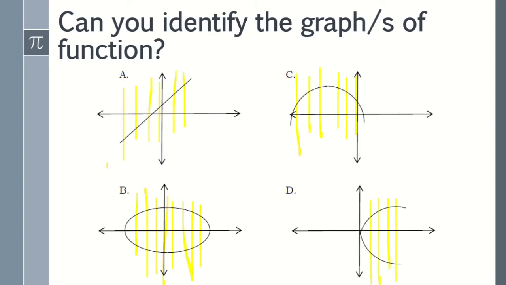So, as we can see, in letter A, only 1 point lang nag-intersect. And then sa letter C, letter B, hindi kasi makikita natin 2 points yung intersections. At letter D, 2 points din. So, the correct answer, letters A and C are graphs of functions, while B and D are not because they don't pass the vertical line test.